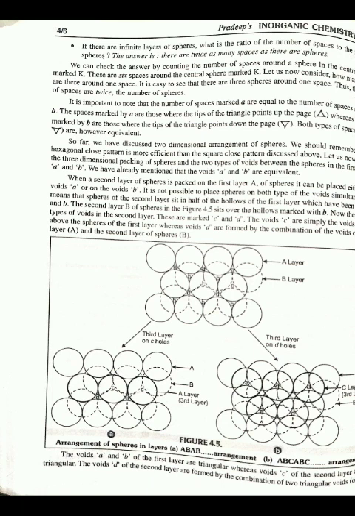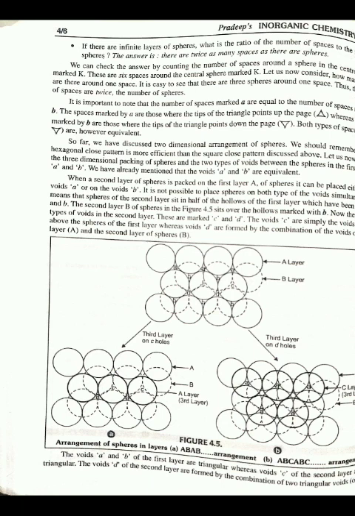Now there are two types of voids in the second layer. These are marked C and D. The voids C are simply the voids which lie above the spheres of the first layer, whereas voids D are formed by the combination of the voids of the first layer A and the second layer of spheres B.